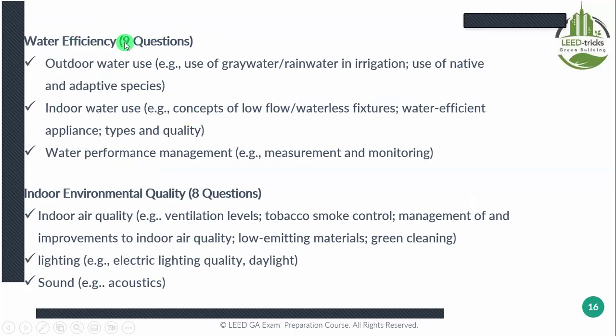Water efficiency, small chapter, important chapter, 9 questions. IAQ that we take today, 8 questions. So it will speak, for example, since your information is fresh, indoor air quality, environmental tobacco smoke, the credits, low-emitting material, and so on. Lighting, daylighting, sound or acoustics.